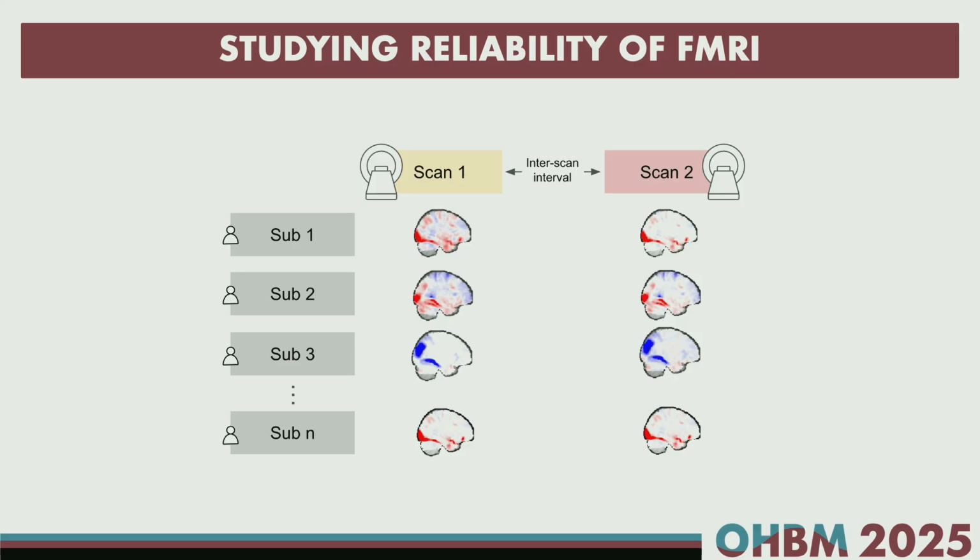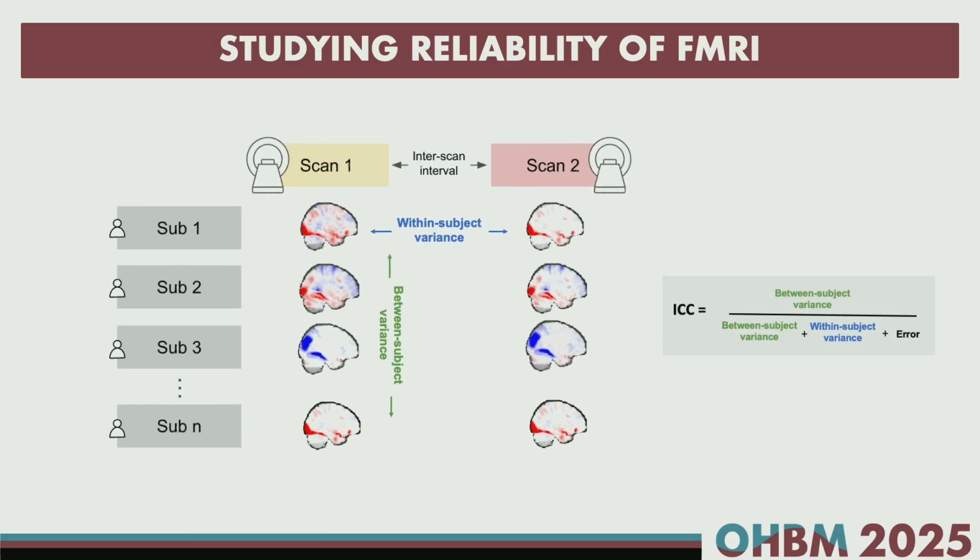All right, we will get back to multivariate measures later, but for now we're going to move on to how we measure reliability. Just like with resting state, to measure the reliability of movie fMRI, we need two separate scans, separated by an interscan interval, and from those we can estimate the within subject variance, the between subject variance, and then we combine those together in the intraclass correlation coefficient.